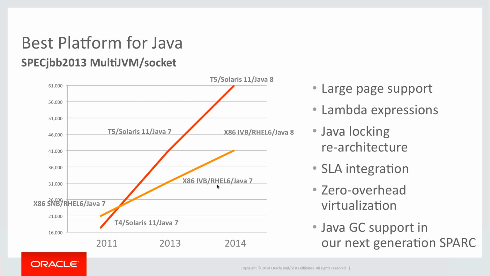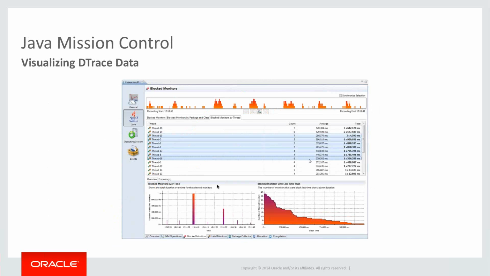So just a lot of tremendous things going on. We'll talk about this last bullet, Java GC support, in just a little bit. Getting close to wrapping up here, but do want to make sure that we cover everything that we've got. Again, beyond performance, there's also visualization, being able to see what's going on in the system.